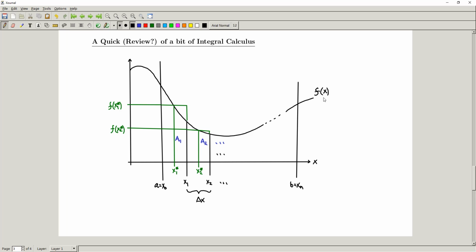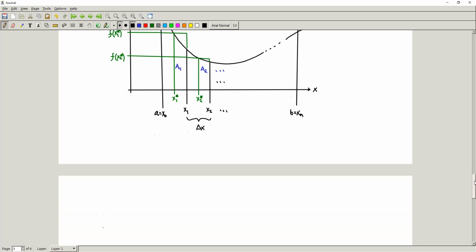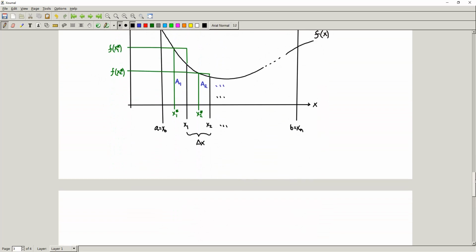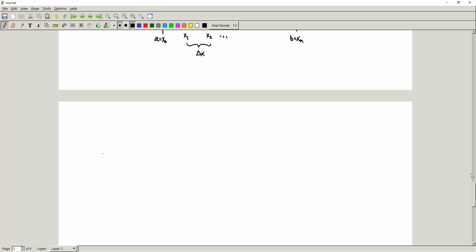We're trying to find this area under the curve. I'm going to come back and refer to this diagram as we move on, but I'm going to write down some stuff below. I haven't typed out any notes. I wanted to leave it freehand so we can just go with it as we go.